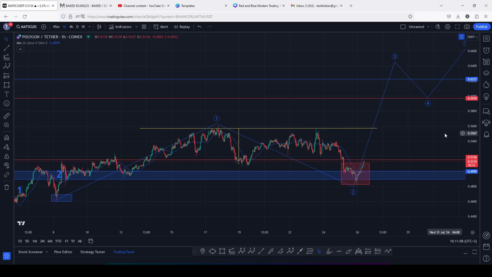So those are the target areas that I have my eyes on, and we also need to see a break above the 0.557, which is a significant high, and a break above that significant high will be enough confirmation of that impulsive move to the upside, which should easily get us back above the 0.644 in the next coming hours or maybe days. So that is the price action that I'm expecting here on the Matic chart for the next coming hours.